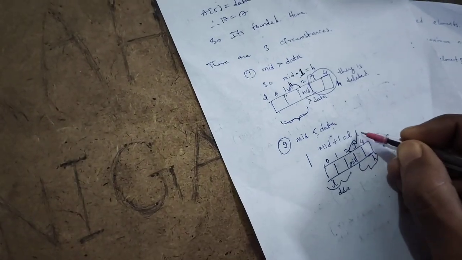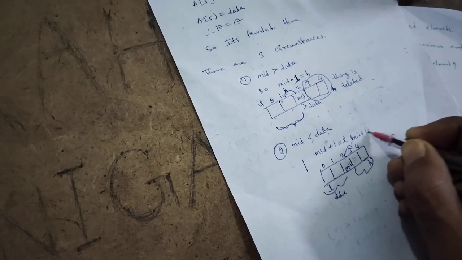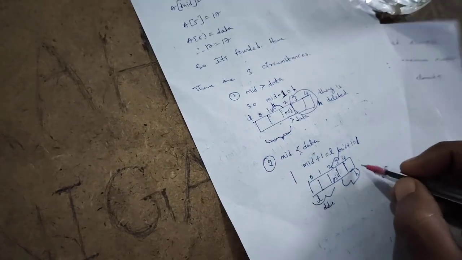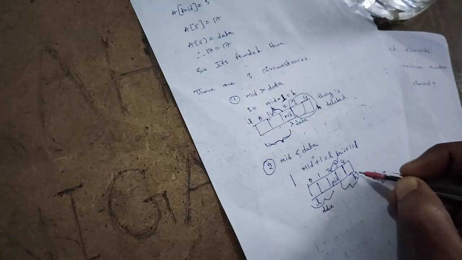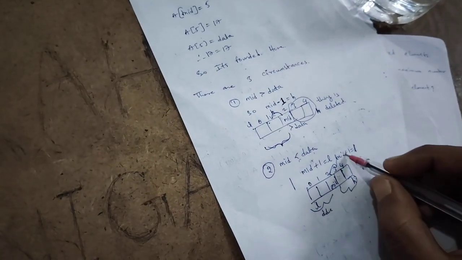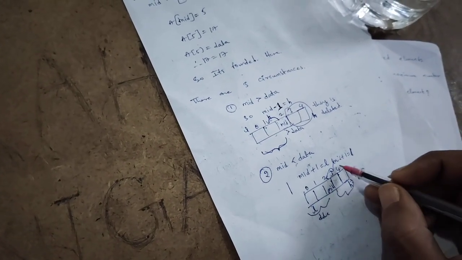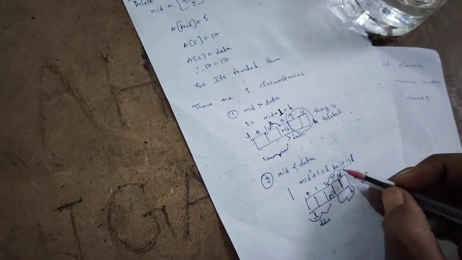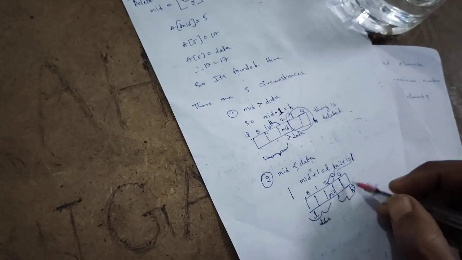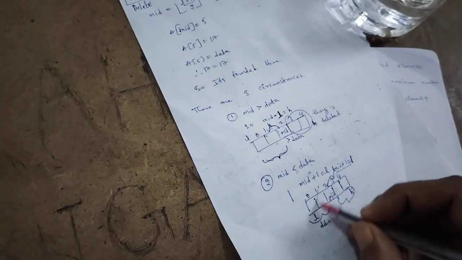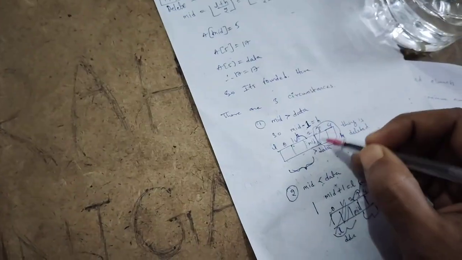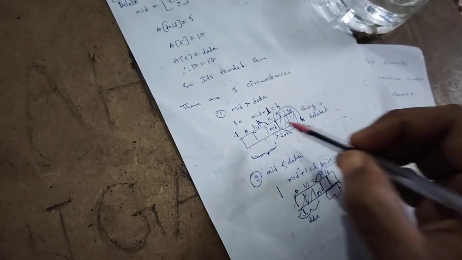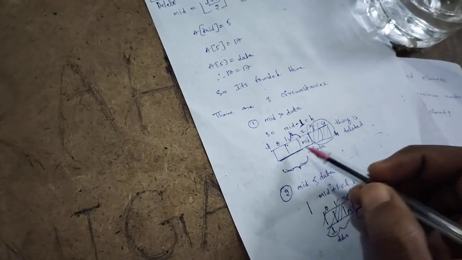So mid plus 1 equals L. H stays where it is, but L is incremented, because L becomes mid plus 1. So we are deleting this part. In the right-half case we consider the right half, and here we consider the left half.